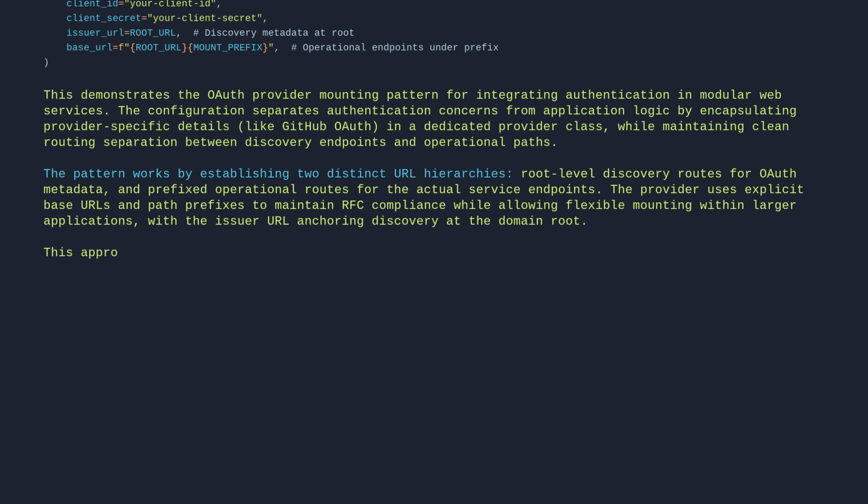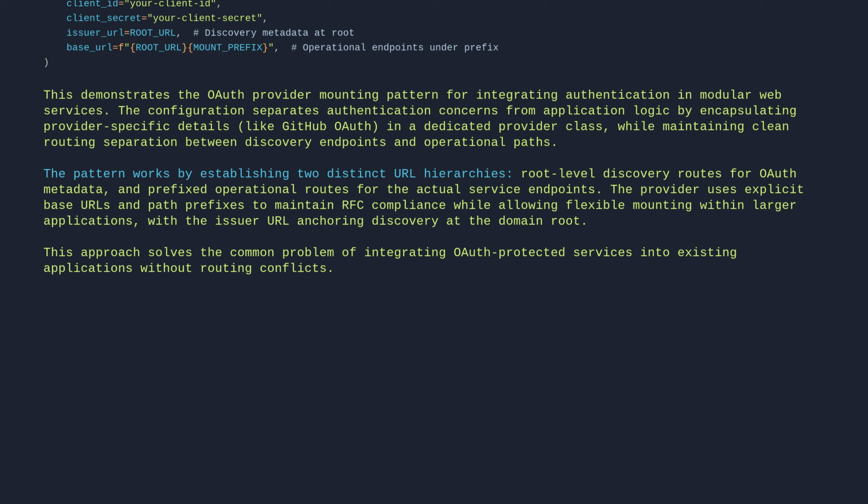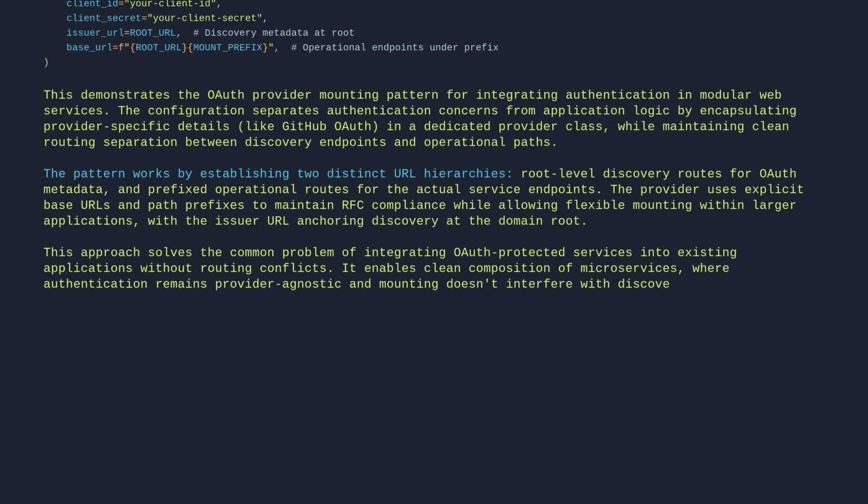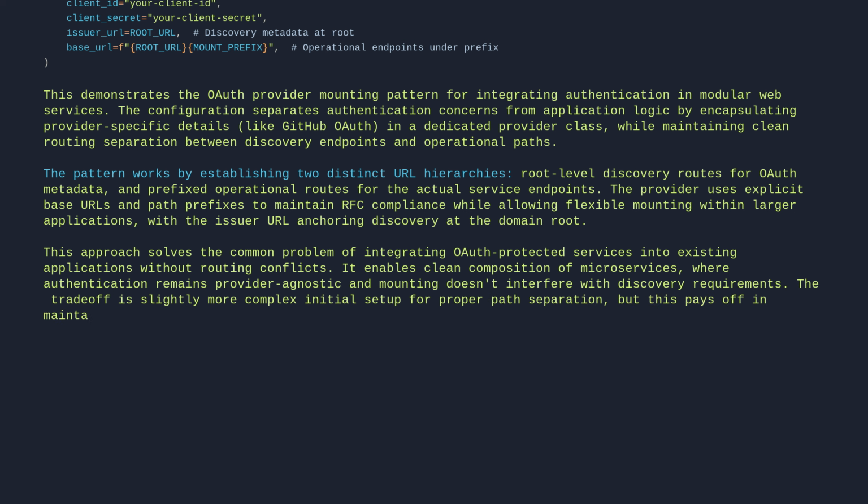This approach solves the common problem of integrating OAuth-protected services into existing applications without routing conflicts. It enables clean composition of microservices, where authentication remains provider-agnostic and mounting doesn't interfere with discovery requirements. The trade-off is slightly more complex initial setup for proper path separation, but this pays off in maintainable, standards-compliant deployments. Let's break it down line by line.